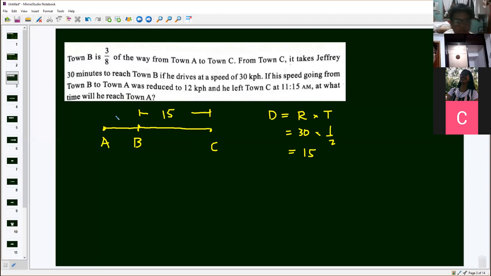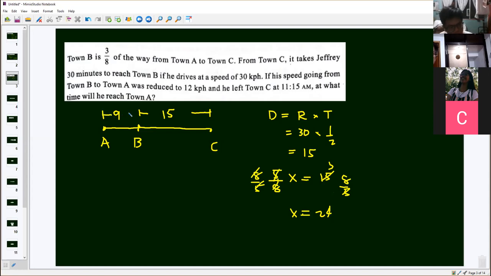So if this is 15 and this is 3/8 of the way, then this must be 5/8 of the way from A to C. That is, BC, 5/8 of X, is 15. So we can solve for the length of the whole. Divide by, or times 8/5. Cancel. 3, so you get X is 24, the whole. That is from A to C. That makes this 9, right? 24 minus 15.